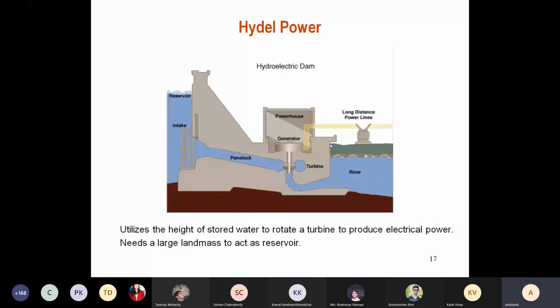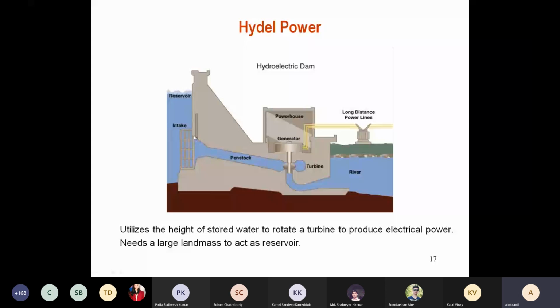It basically looks like this. A typical hydroelectric plant dam looks like this. The water is stored here, and this is the dam wall, and there is the intake gate. By controlling this gate, the water is allowed to come through this penstock, and here there is the turbine. The turbine blades rotate, which is coupled to the generator, and from the generator the power goes out to long distance power lines. So this is the typical diagram in a hydel power plant, where the water is stored in the reservoir.